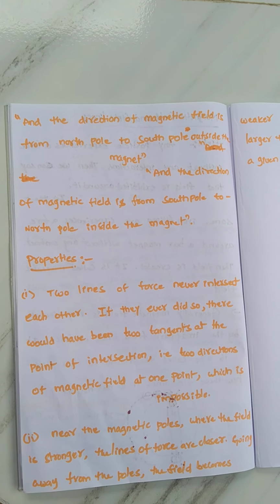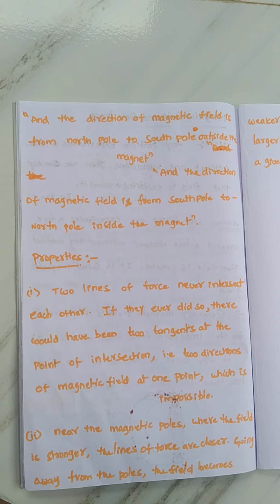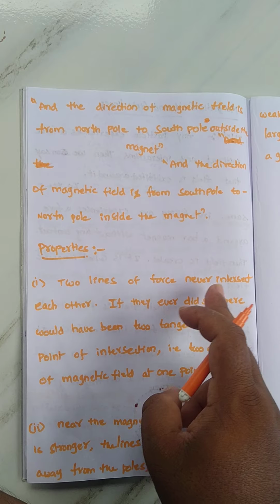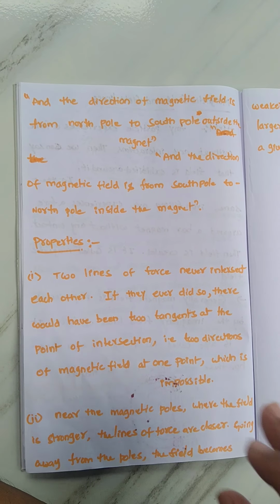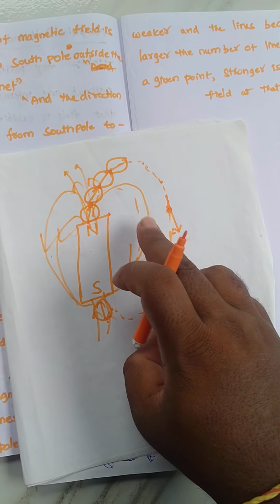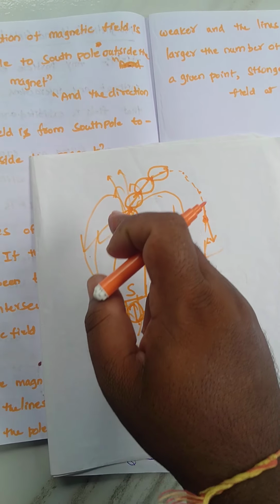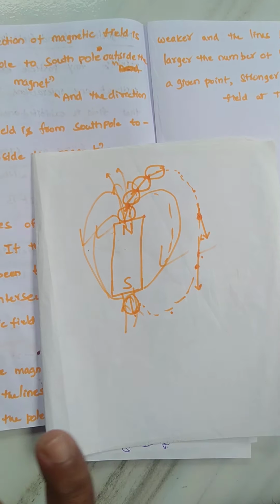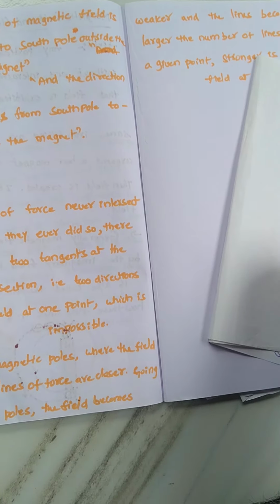So now I want to discuss the properties of magnetic field lines. What are the properties of magnetic field lines? For example, two lines of force never intersect each other. See, I am taking one line, and another line, here also one line, two lines. Here there is no intersection between the two lines of force.